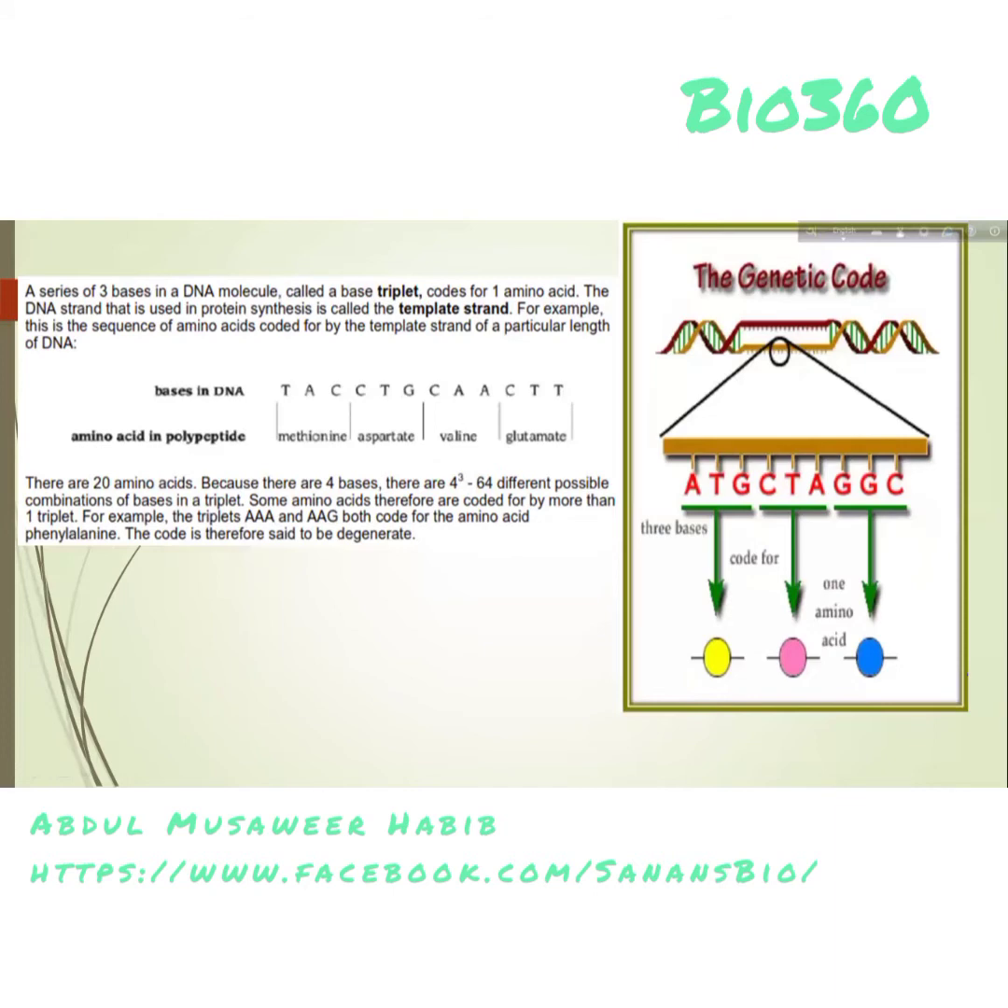There are 20 amino acids, we know. So for 20 amino acids, there are 64 different combinations of bases. How 64? As there are 4 types of base, and this genetic code is triplet, that's why 4 cubed makes 64 different possible combinations of genetic codes.